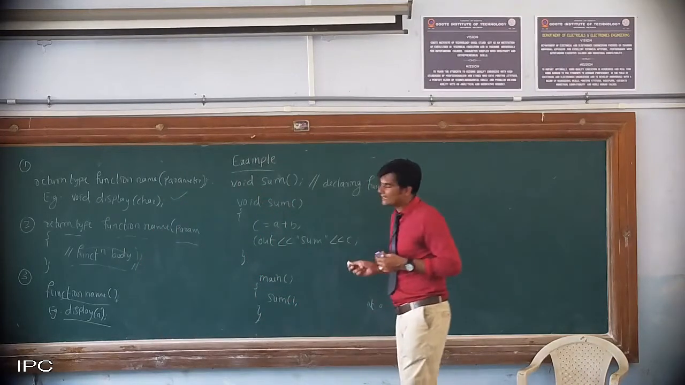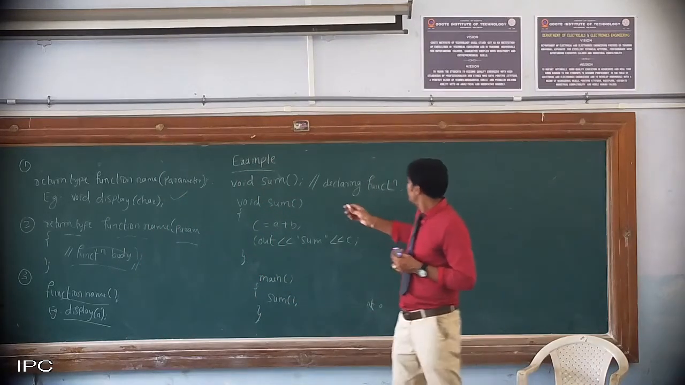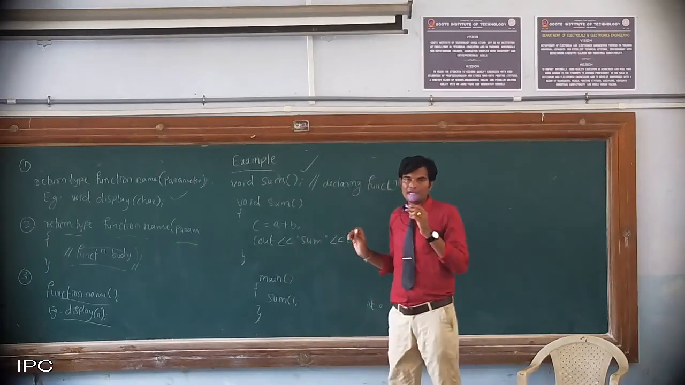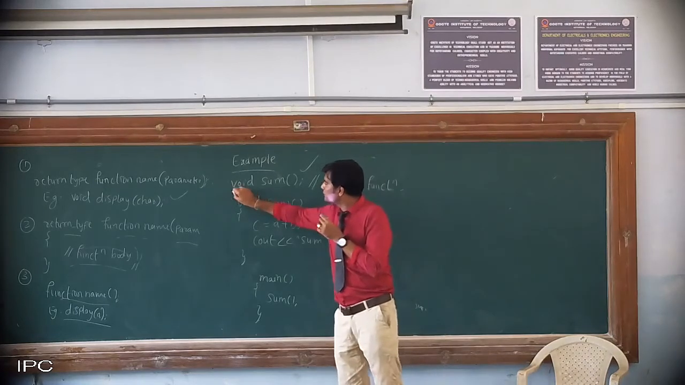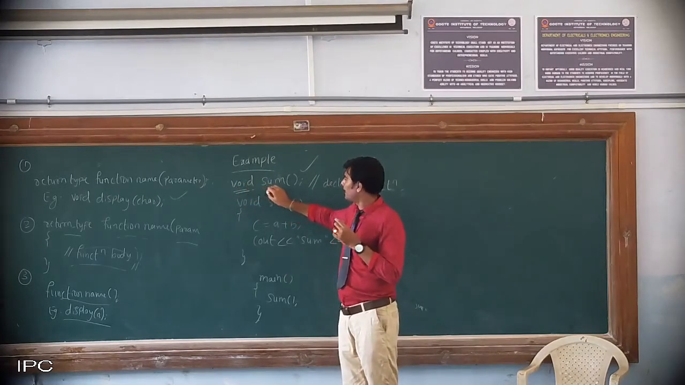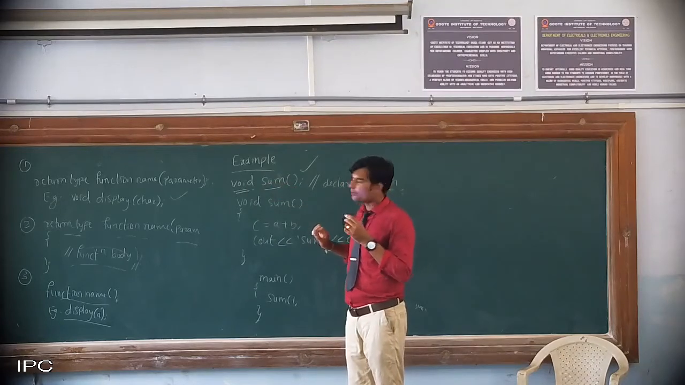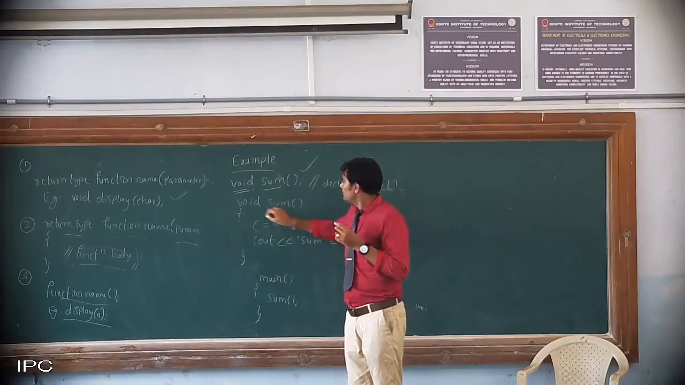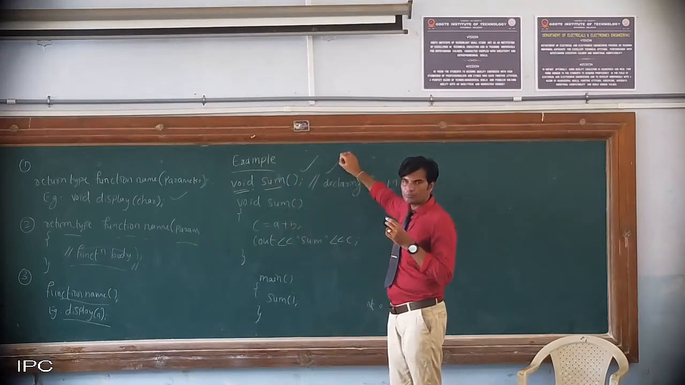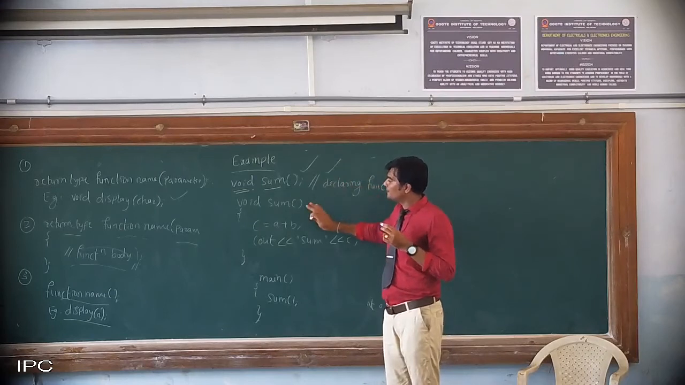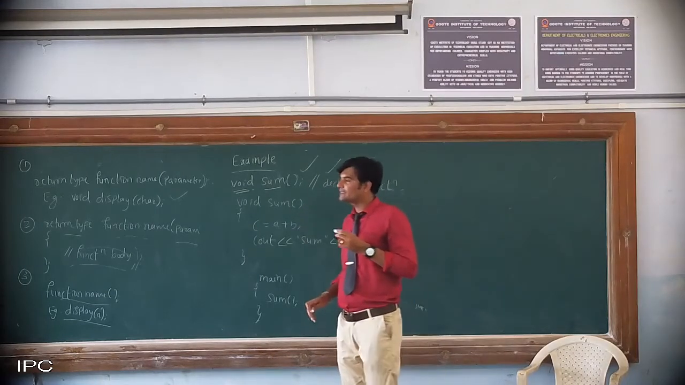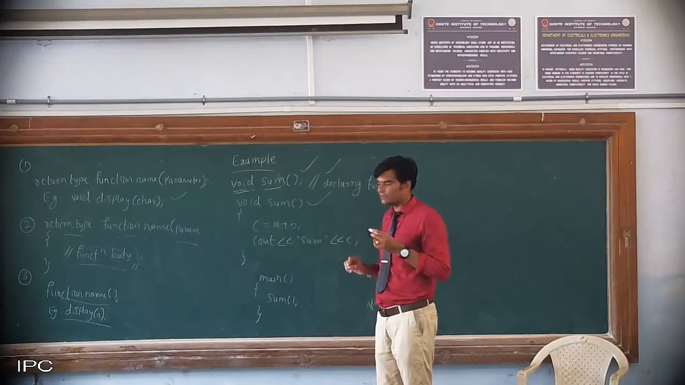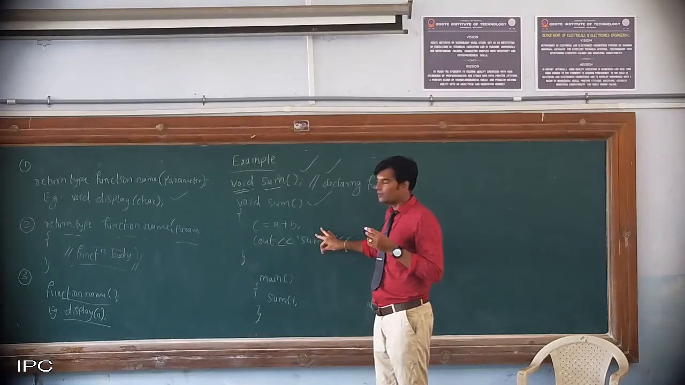So this is an example program. Here void sum is your function prototype. You are declaring a function prototype. This is your return type, and this is your function name, and there are no parameters specified. Then next, this is the function definition. You are defining a function here.